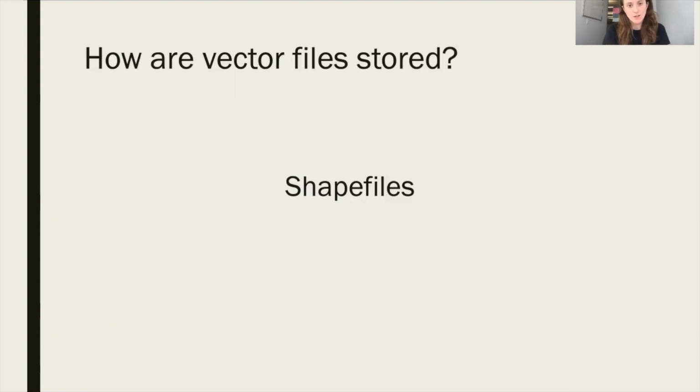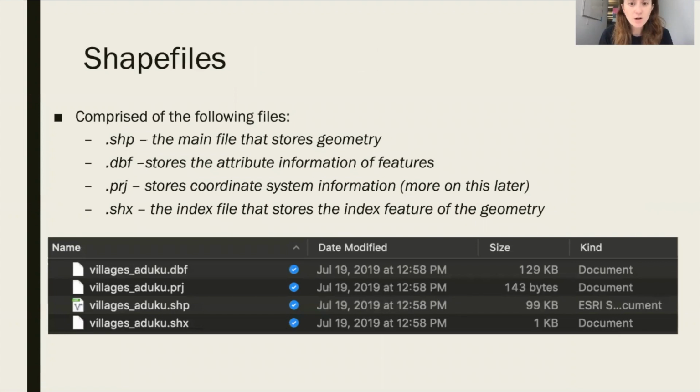So how are vector data stored? They're stored in what are called shapefiles. Shapefiles are comprised of the following 4 files. They each have different extensions: .shp, .dbf, .prj, and .shx. It's not super important what each of these files does, but what is really important is to know that you need to keep all these files together in the same folder. So if you're sending shapefiles, you should probably just zip them into one folder, or if you're storing them on your computer, make sure to keep them all together in one folder.